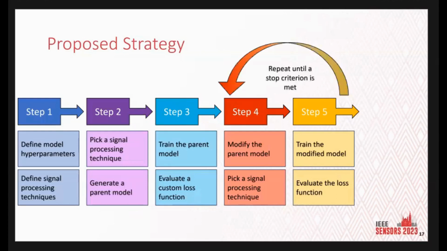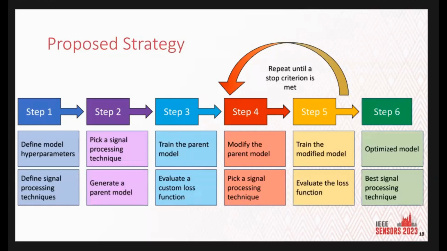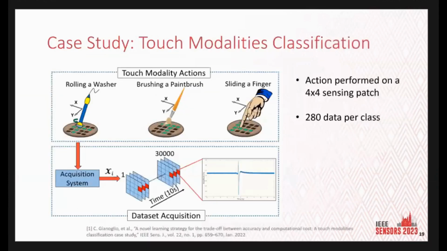We repeat these two steps, step 4 and step 5, until a stop criterion is met, for example the number of iterations, or maybe when the accuracy doesn't get better with respect to previous results for a number of iterations. At the end, what we have is an optimized model and also the signal processing technique, and these two have to be implemented on our embedded device.